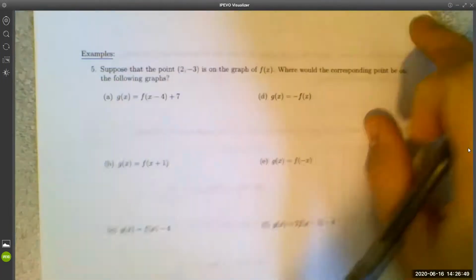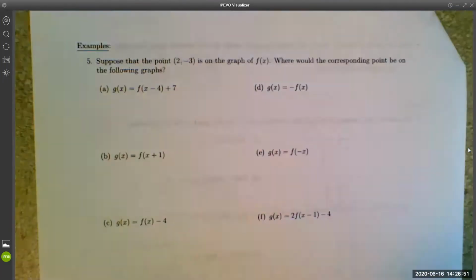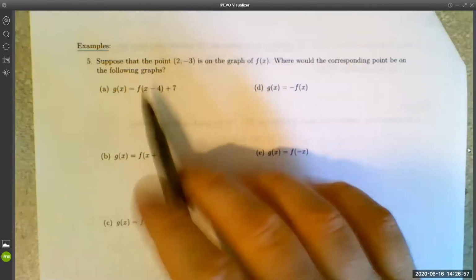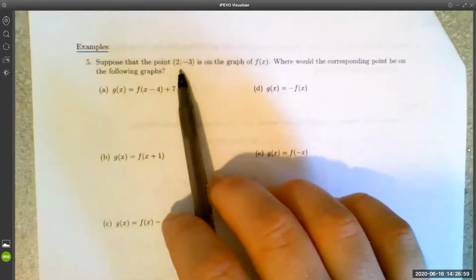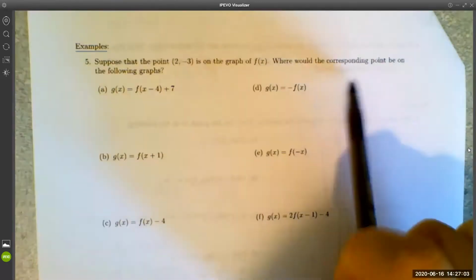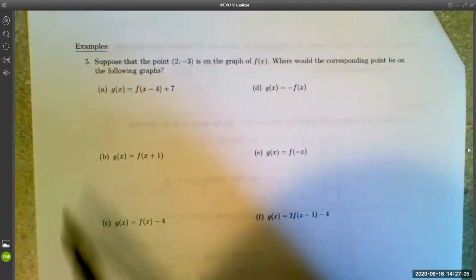This should be something relatively familiar to you anyway. You've done some graphing of functions by this point in your mathematical career, so you should kind of know how all of this works. Okay, so part A, or number 5, sorry, says suppose that the point (2, -3) is on the graph of f of x. Where would the corresponding point be on the following graphs?